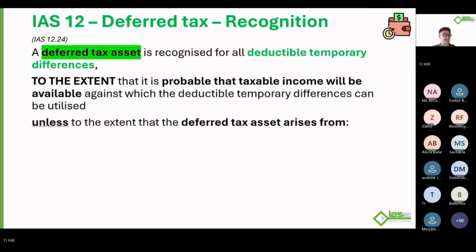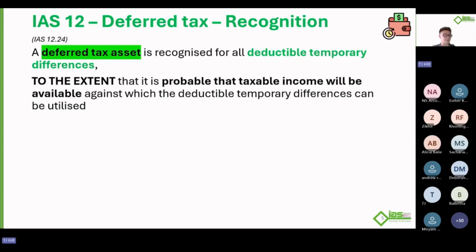Okay, very important extra part, and we're going to come back to that a little bit more when we look at the assessed losses. It's going to make a lot more sense there. But do you see that there's an extra step here that we didn't see for the deferred tax liability?